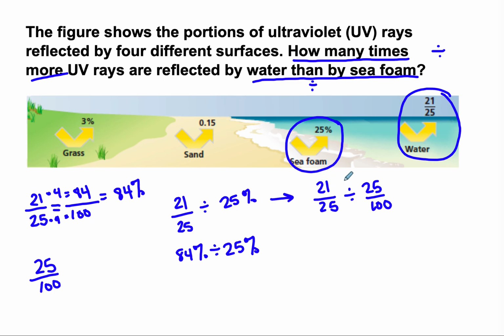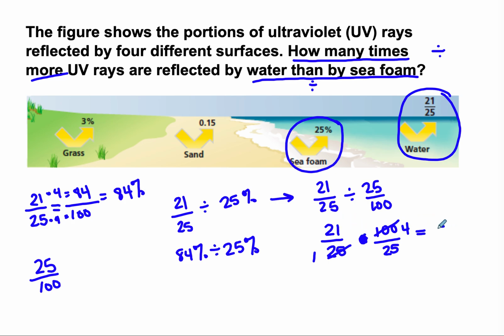Okay, so I'm going to go ahead and keep change flip here for my fractions. 21 over 25 divided by 100 over 25. I know that 25 and 100 cross cancel. 100 divided by 25 is 4. And 25 divided by 25 is 1. And now I'm going to multiply straight across. Oops, I did keep change flip and I still wrote a division sign there.